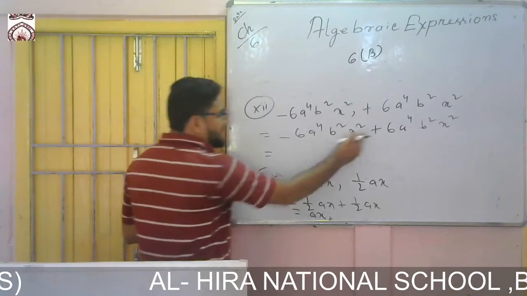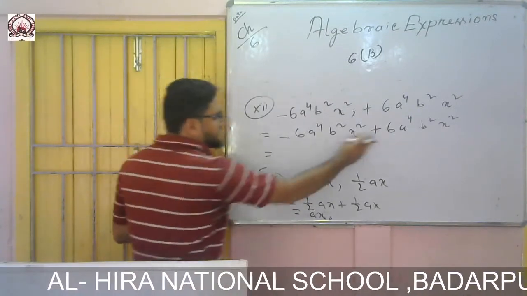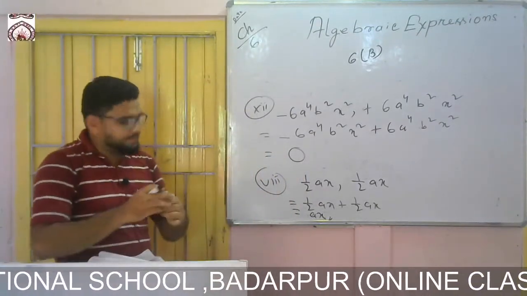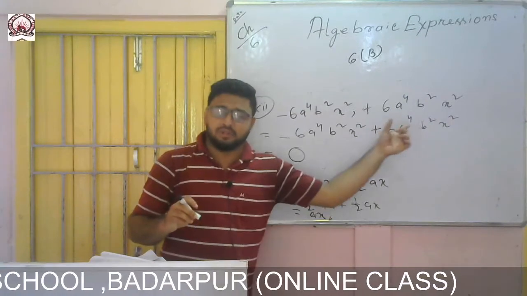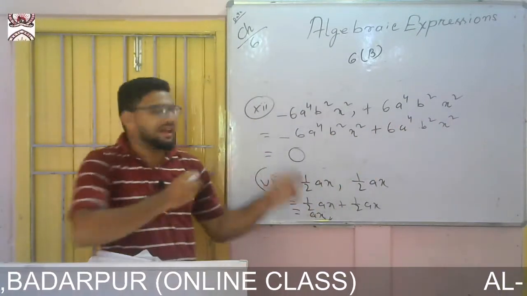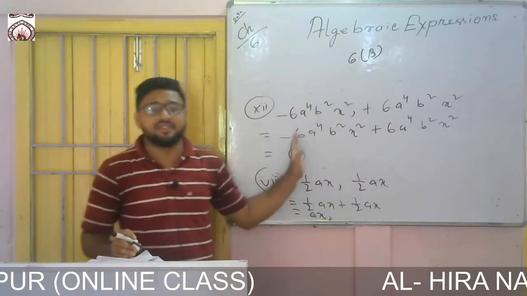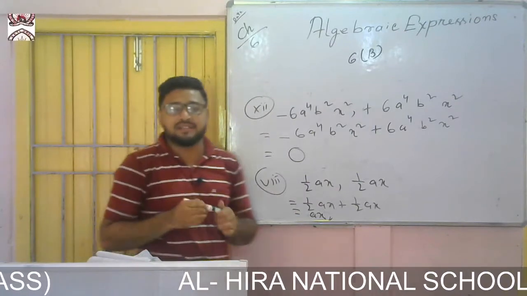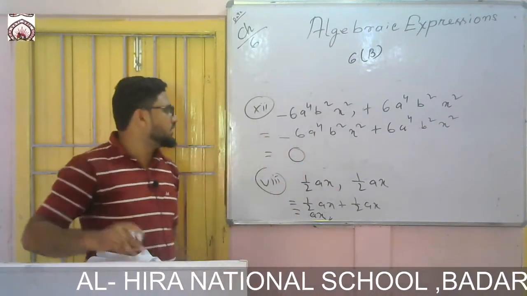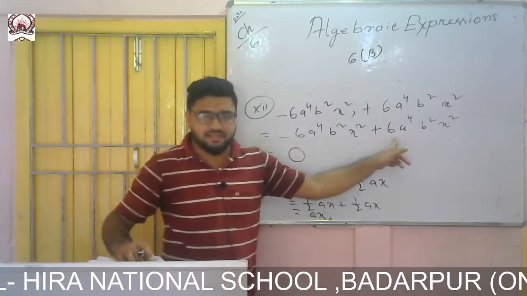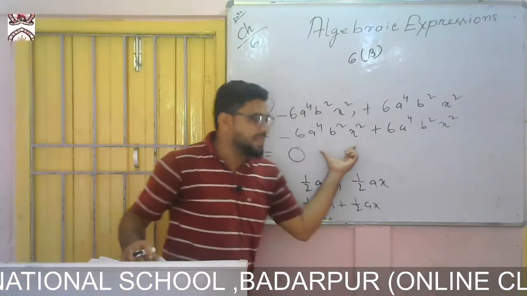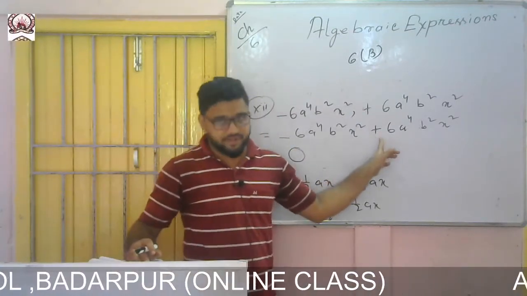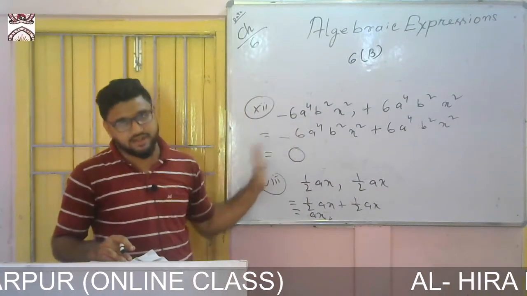So the answer will be 0. Because plus, minus gives minus, so 6 minus 6 is 0. Or, if you see both the terms are like terms, and one is positive and another is negative, then you can cancel like this. If you cancel, then nothing remains, that means 0. So here minus 6, here plus 6, both are like terms, but the difference is that one is negative and another is positive. Whenever you see like this, you can cancel it. Understood?